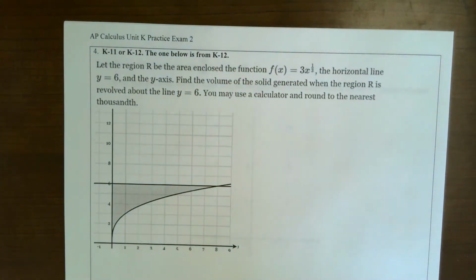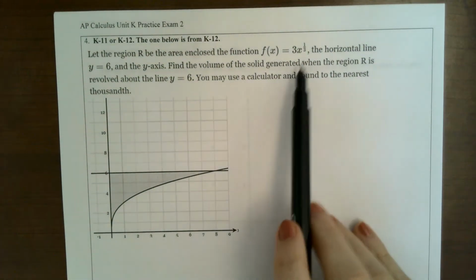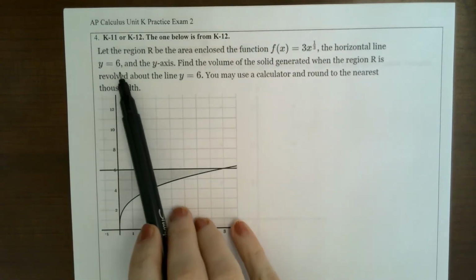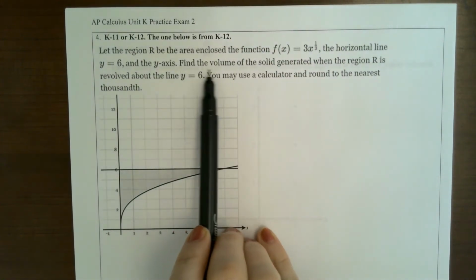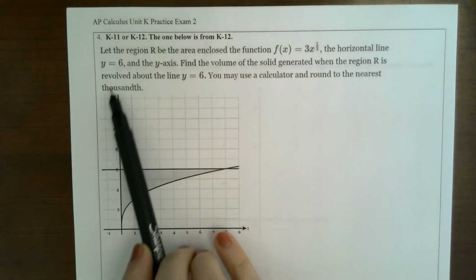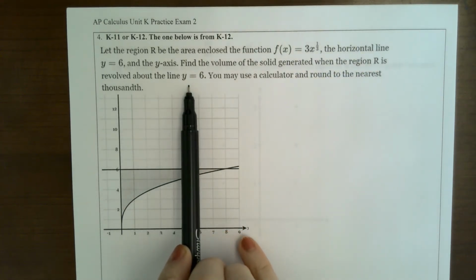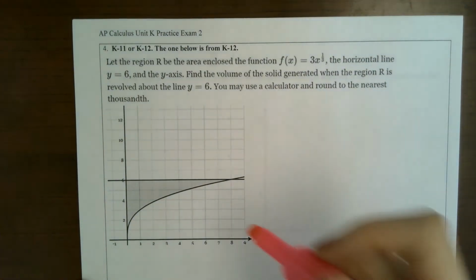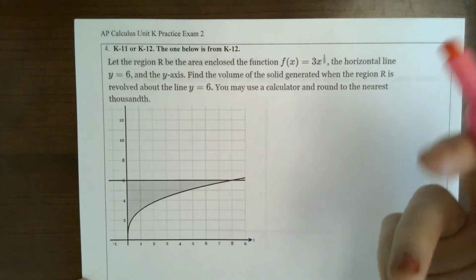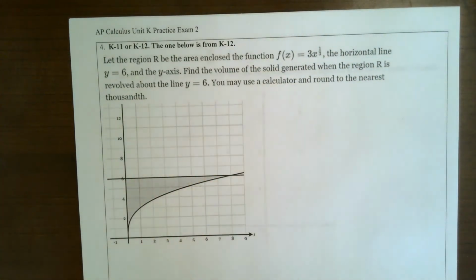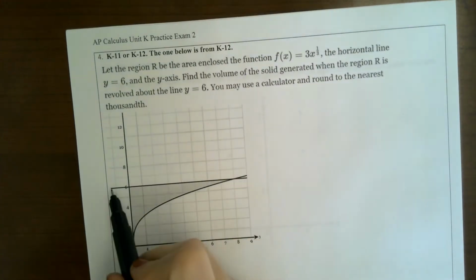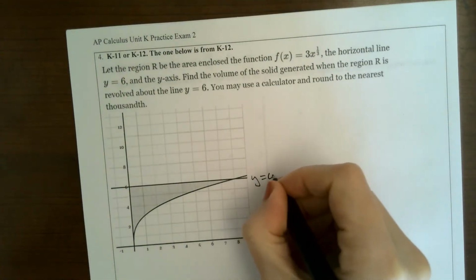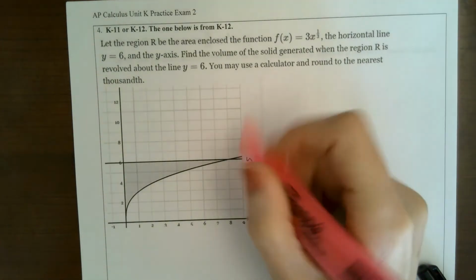Okay. Let the region R be enclosed by the function, same as before, the horizontal line y = 6 and the y-axis. Find the volume of the solid generated when the region R is revolved about the line y = 6. You may use a calculator. Okay. So guys, if you watch the videos, you will have seen that the way that I usually do this, first I identify the axis of revolution. All right, so this line here, this line y = 6, that is the axis of revolution.